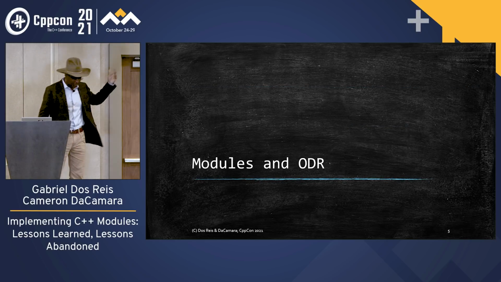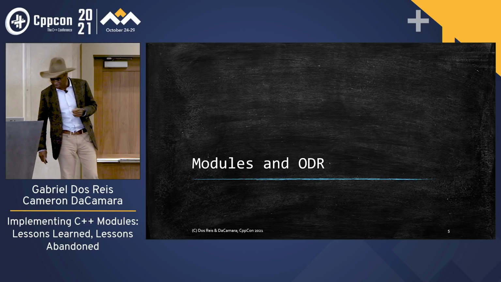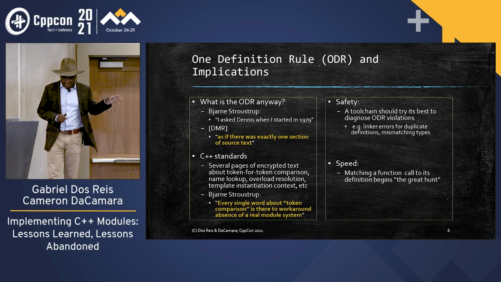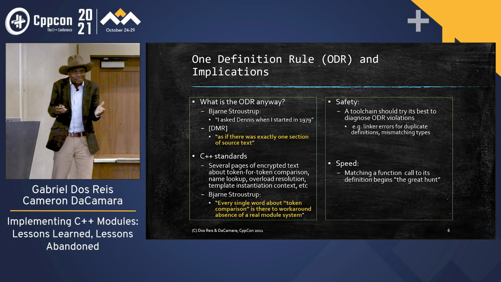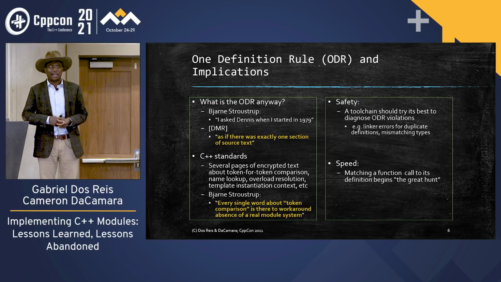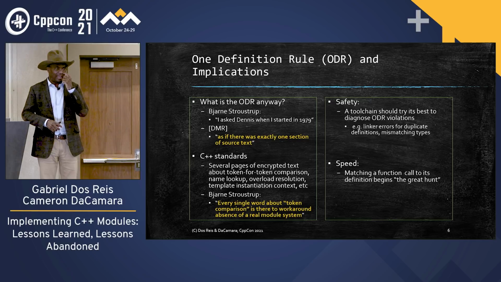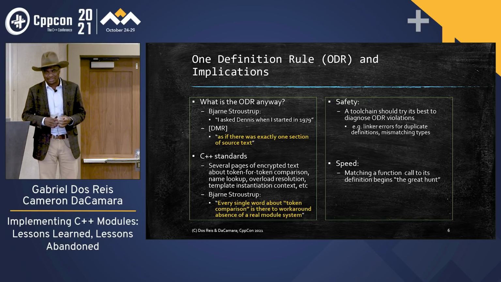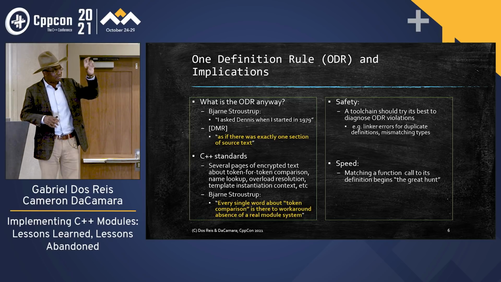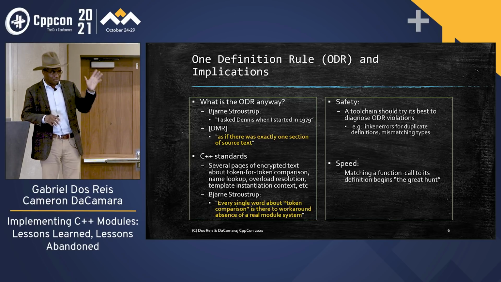So I just mentioned ODR and modules. So what are they? When I started, I talked to Bjarne and said, hey, what is this ODR thing? And he's like, well, when I started in 1979, I talked to Dennis Ritchie, and what Dennis said was, well, it's as if there is exactly one source text for the definition of an entity. That was what they had.